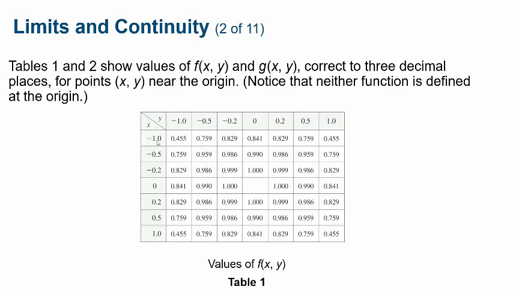Look what happens as x gets closer to 0. Holding y constant at 0, it looks like the value is approaching 1. Same deal if you hold x equal to 0, and as y gets closer and closer to 0, it looks like the value of the function is also going to 1. So it looks like this function is going towards the value 1.